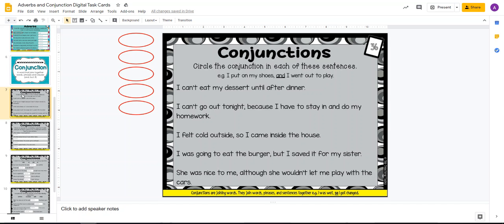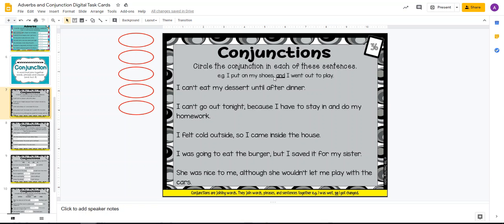In this very first slide, you're going to see that it asks you to circle the conjunction. So you're going to drag your circle. Let's look at the example. The example says, I put on my shoes and I went out to play. So you know that they've underlined the word and. We know that's the conjunction, but this is what I mean where it connects two separate sentences into one.